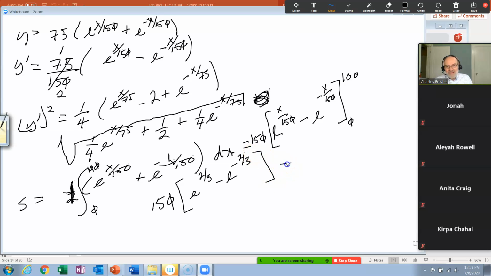Okay, and that gives us 150 times that difference. So if I write it down again, let's see what we get in the book. I get 150 times e to the 2/3 minus e to the minus 2/3. That's exactly right. Let's see what that gives us.